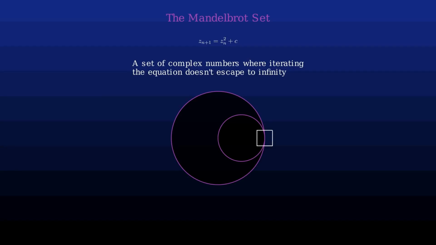A key property of the Mandelbrot set is self-similarity. When we zoom into the boundary, we discover miniature copies of the entire set.